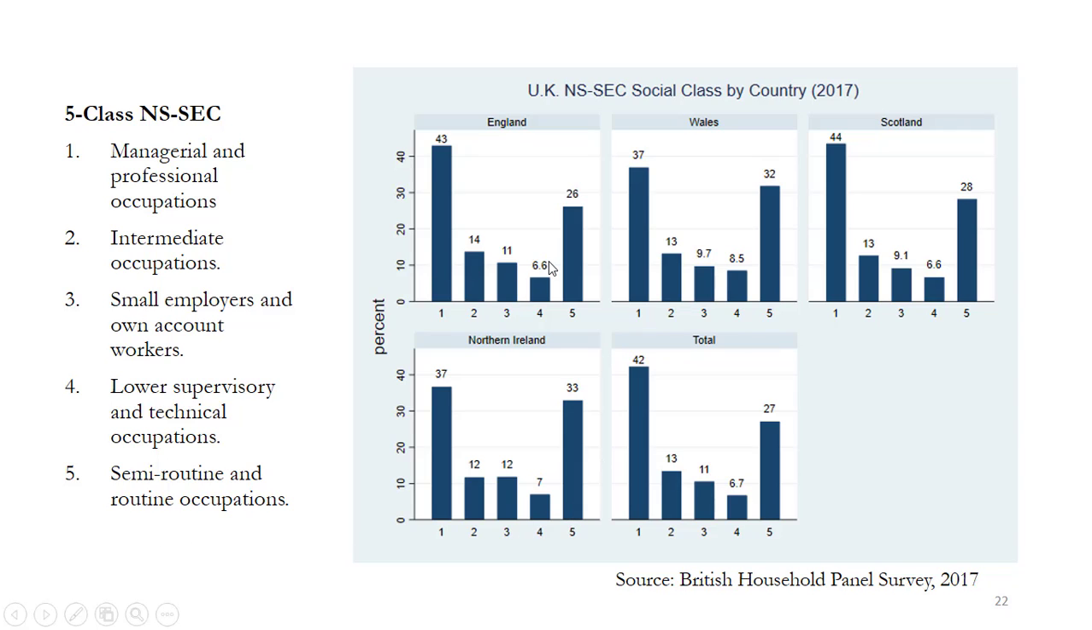And you can see a breakdown here for the territories of the United Kingdom and also the totals of all 4 combined. This is from the British Household Panel Survey. It's unweighted as well, so this obviously isn't a true representation of the different proportions. So this is one way of dividing people on the basis primarily of occupation and employer size.